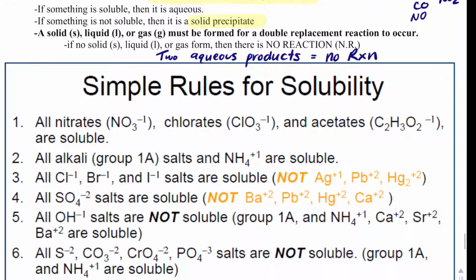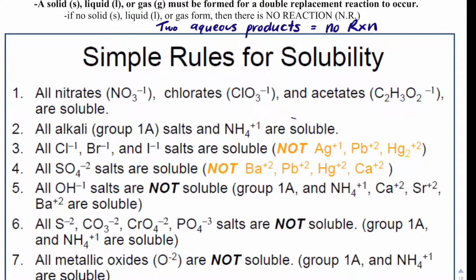Okay, and how you read these is that if I have a nitrate, a chlorate, an acetate, no matter what they're paired with, they are always soluble. Additionally, if I have an alkali group 1A cation, or ammonium, whatever they're paired with in an ionic compound, they will also be soluble, meaning they will dissolve. And so what that means is that these will be aqueous, and for rule number 2, that will be aqueous.